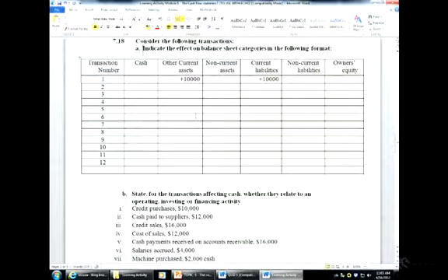Okay, question number 2. Cash paid to suppliers. We paid cash, so therefore there's an outflow of cash, $12,000 minus. But who did we pay? We paid off our suppliers. So since we paid off our suppliers for credit purchases, cash went out and it went to our supplier. So when we paid cash to our suppliers, we would have received inventory.